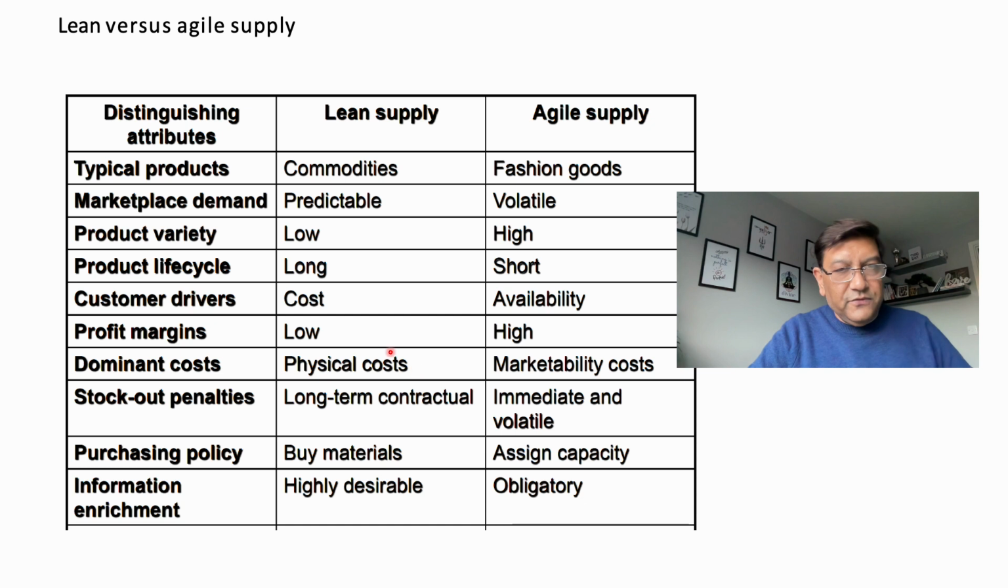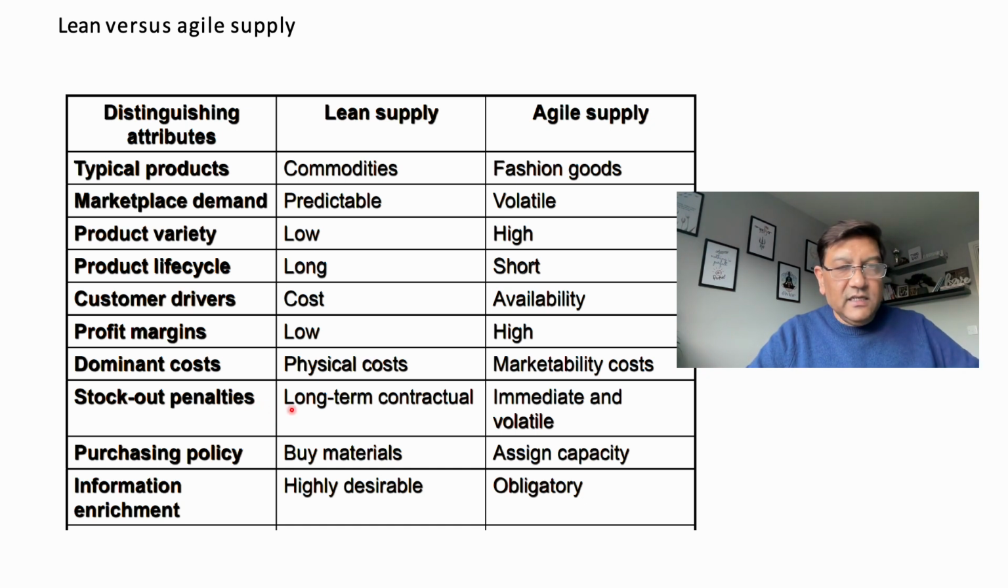Dominant cost: physical cost in lean, marketability cost in agile. So how do we market the products and create demand to sell our products? So marketability cost is high. The physical cost of manufacturing in lean is high.